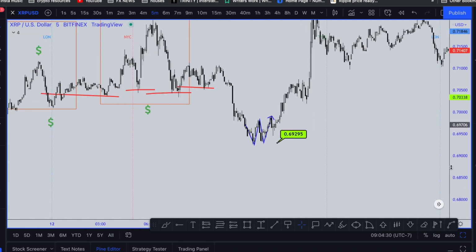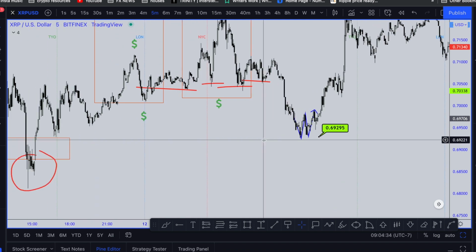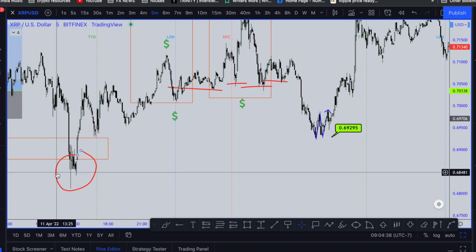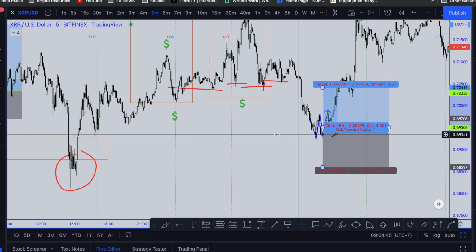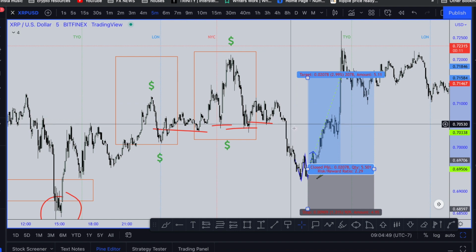So what we were able to do is identify that these were higher lows and that this was a reversal off of a psychological level, and that price was respecting where banking institutions bought from the previous day on XRP during New York session. Because we are New York session traders, we were able to dollar cost average and put some money into XRP.